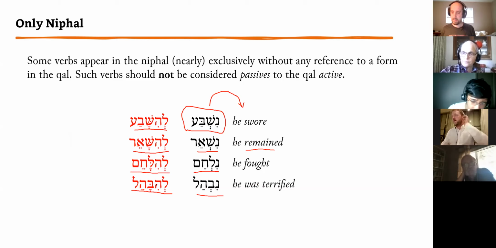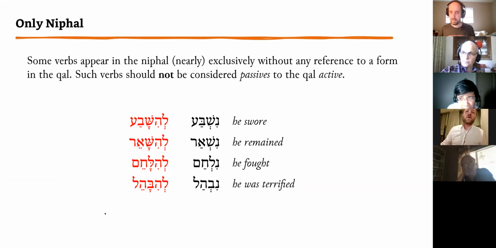Lehibahel is to be frightened or terrified. Our friend Jonathan here wrote a paper on this word lehibahel from the Bible.